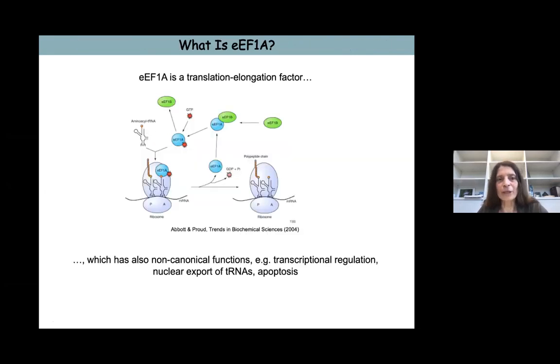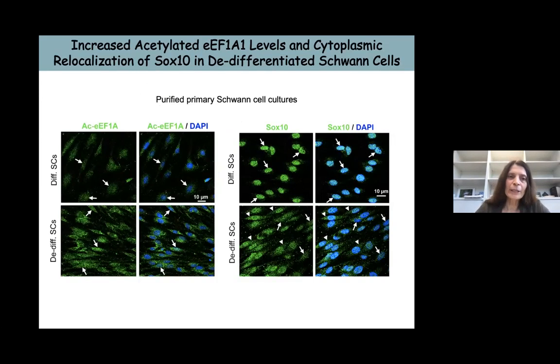So what is EF1A1? That's a major translation elongation factor, but it also has a non-canonical function. As a translation elongation factor it is mostly localized in the cytoplasm, but it has been shown to be also localized sometimes in the nucleus and to regulate transcriptional activity, nuclear export of tRNAs or apoptosis, so different functions. So we went on with that target.